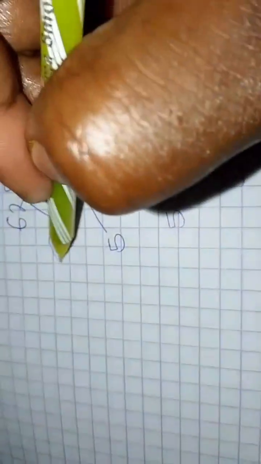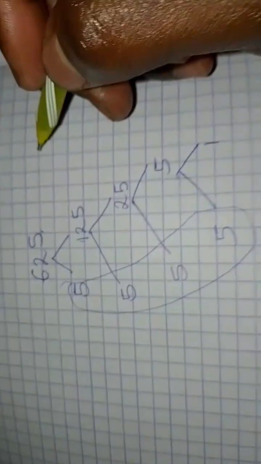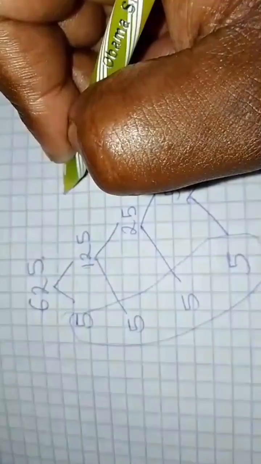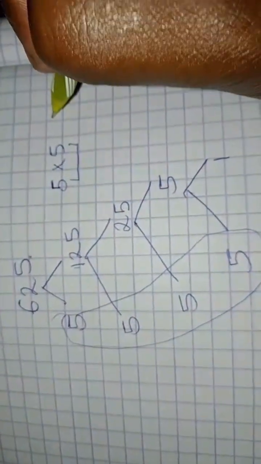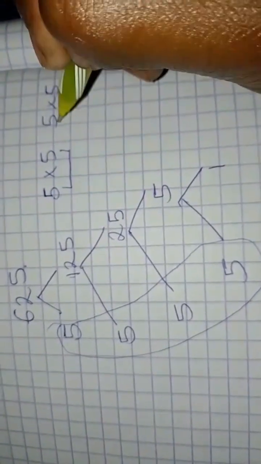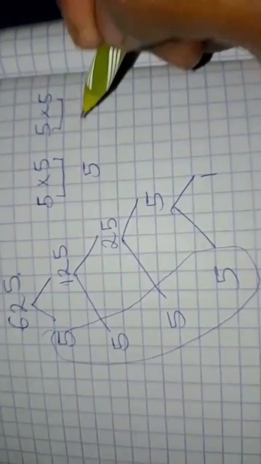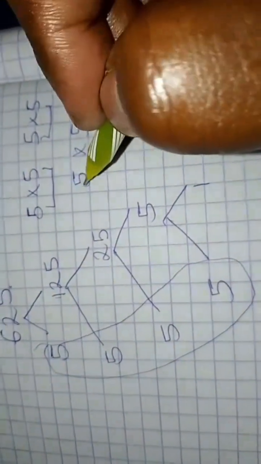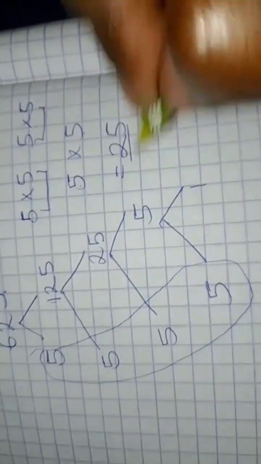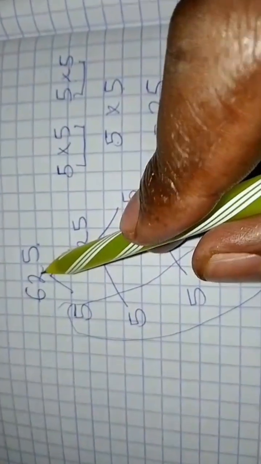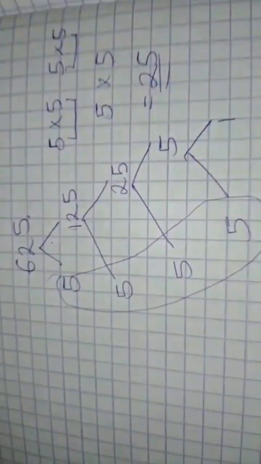So you write the numbers on this side and take one number from each pair. So the numbers are 5 times 5, that is the first pair, and the other pair is 5 times 5. You take one number from each pair, so it is 5 and the other number is 5. So it becomes 5 times 5, 25. That is the square root of 625. That is how you work out the square root, especially for whole numbers.